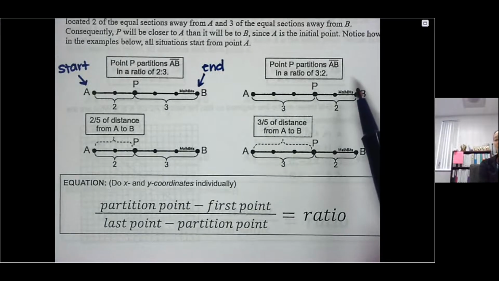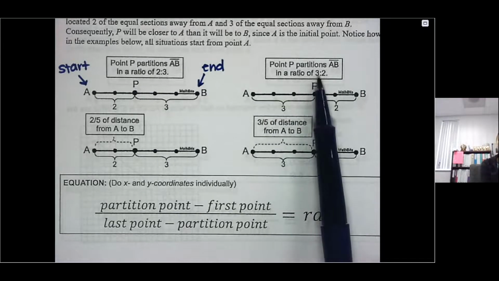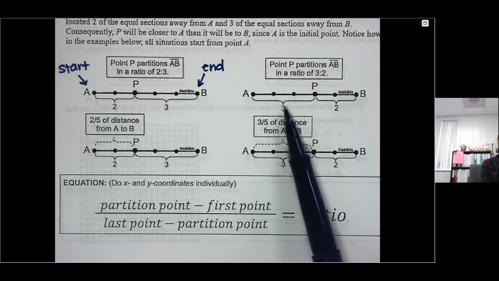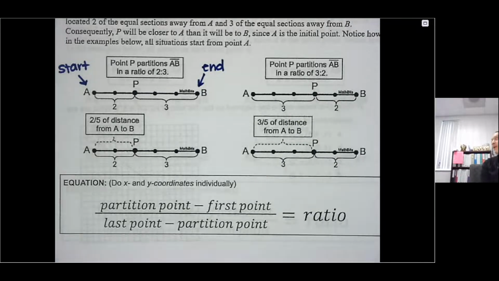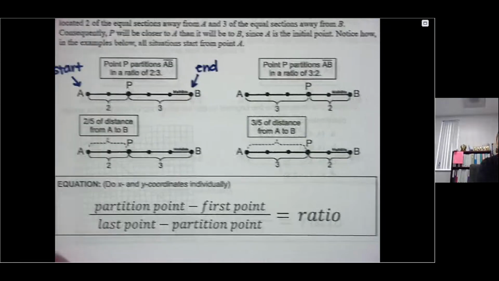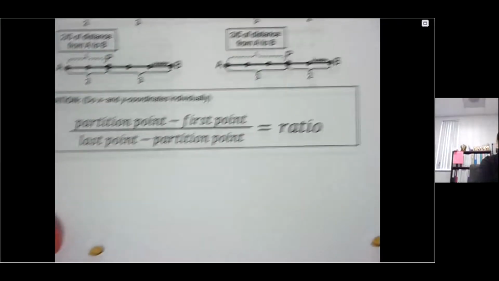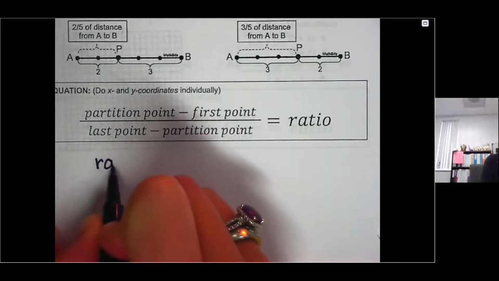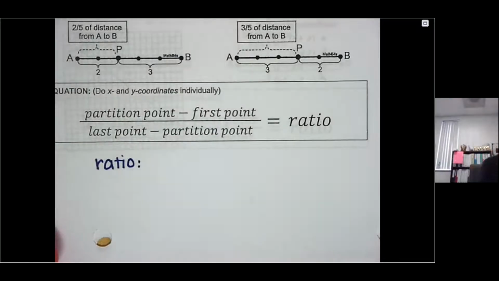Same thing if I went the other way. If point P partitions AB in a ratio of 3 to 2, that means 3 pieces to 2 pieces. In total, how many pieces do you have? You had 3 and then 2. You've got 5 pieces in total, exactly. So when I give it to you as a ratio, I'm going to do it right below here. A ratio means you're going from piece to piece.